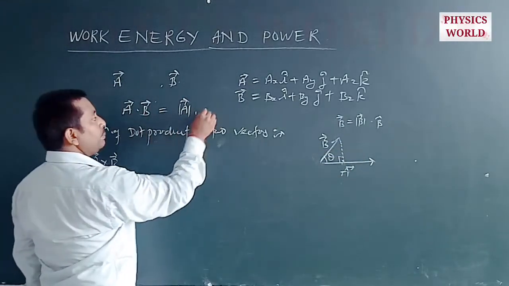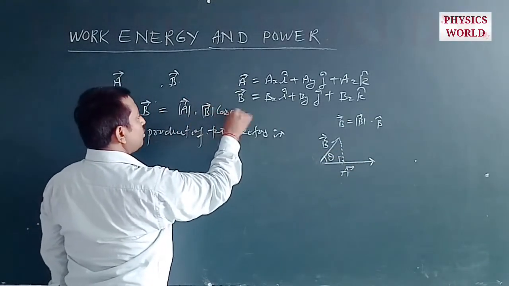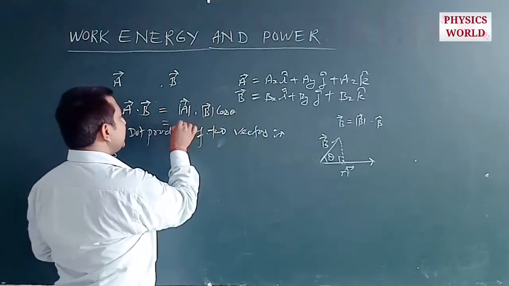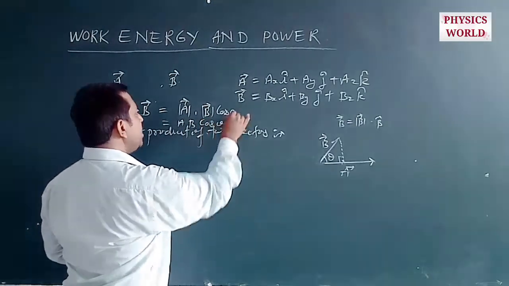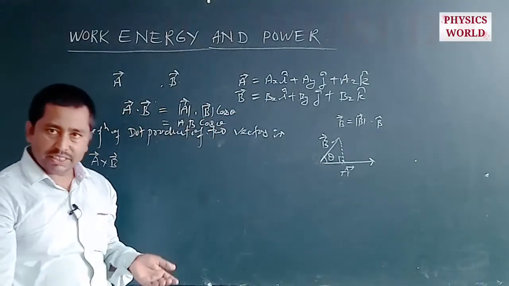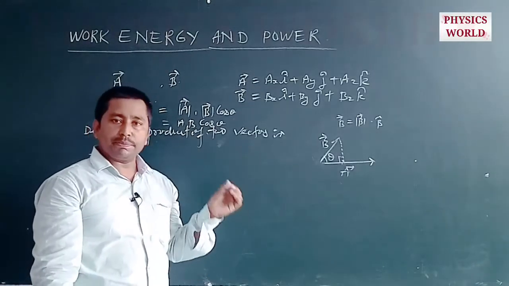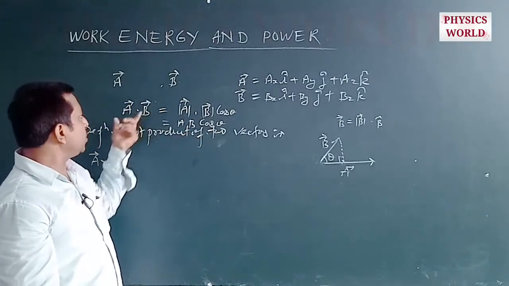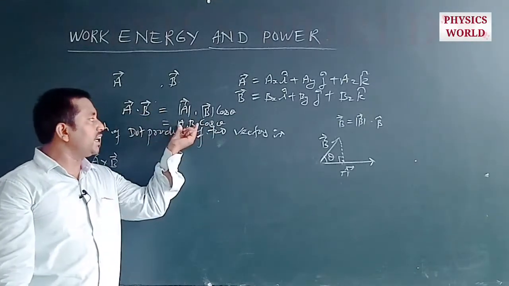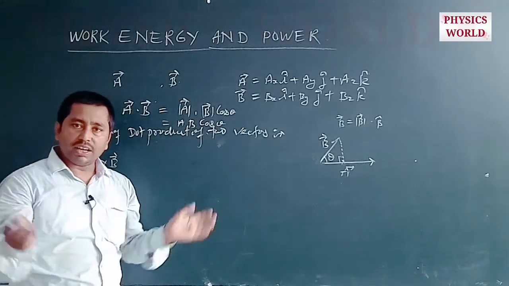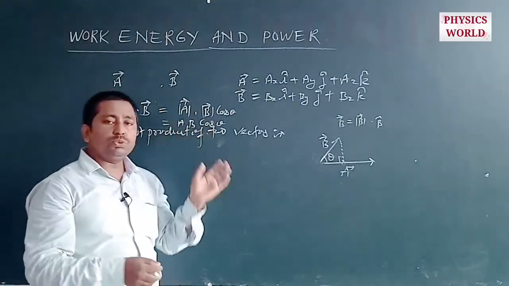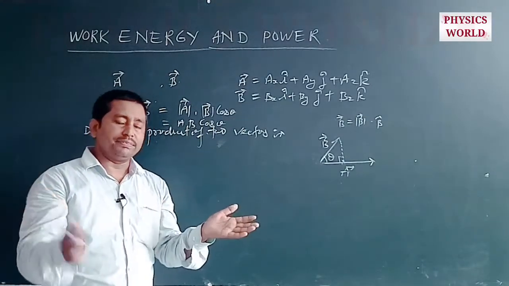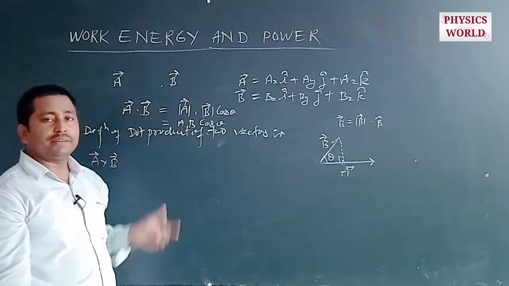So vector A dot B is equal to mod of vector A times mod of vector B times cos theta. This can be simply written as AB cos theta, where A represents the magnitude of vector A, B represents the magnitude of vector B, and theta is the angle between both vectors. So the dot product of two vectors can be simply expressed as AB cos theta. It can also be defined as the product of the magnitudes of the two vectors with the cosine of the angle between them.